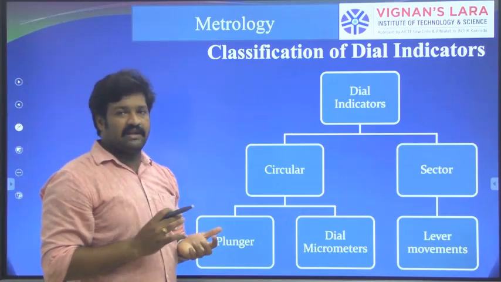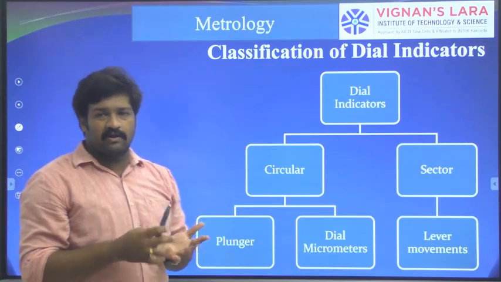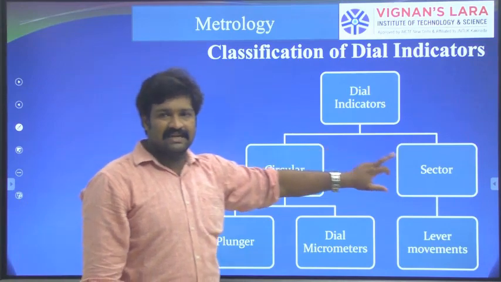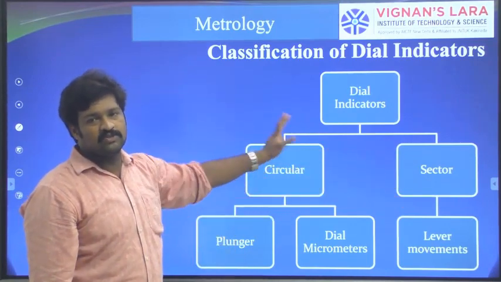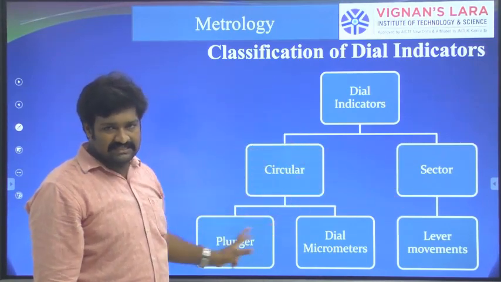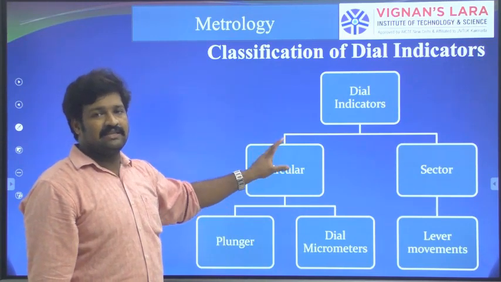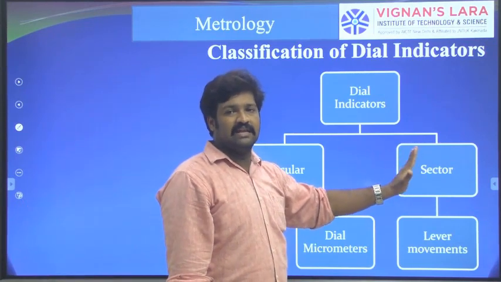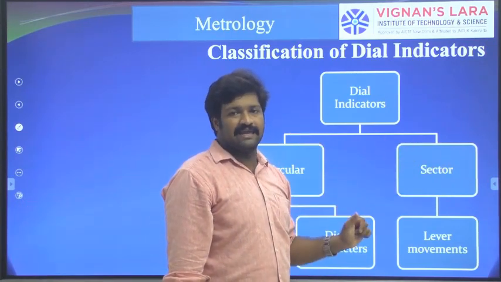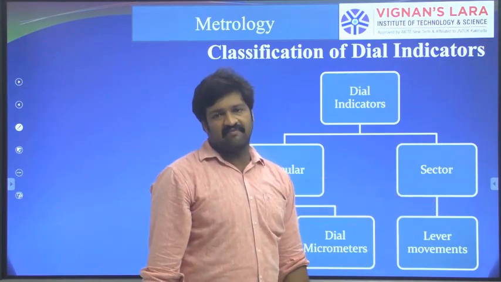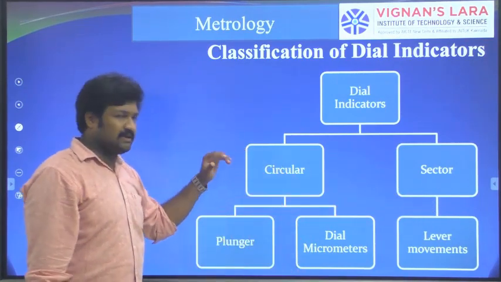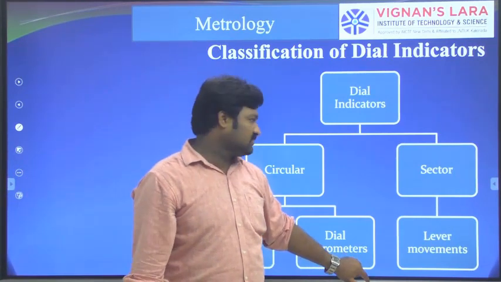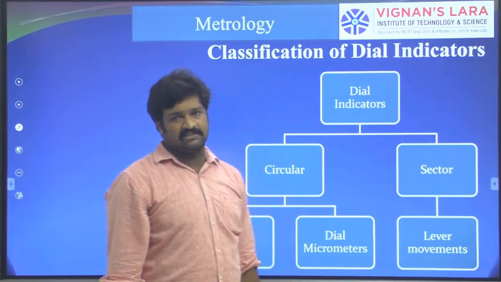Next, classifications of dial indicators. Based upon the pointer movement, they are classified into two types, that is circular as well as sector. If the pointer or needle moves through the circle, it means 360 degrees rotation, then that comes under the circular type of dial indicators. Whereas if the movement of the needle is only a limited angle, then that comes under the sector type of dial indicators. Again, the circular type is of two types, that is plunger mechanism as well as dial micrometers, and the sector type works on lever mechanisms.